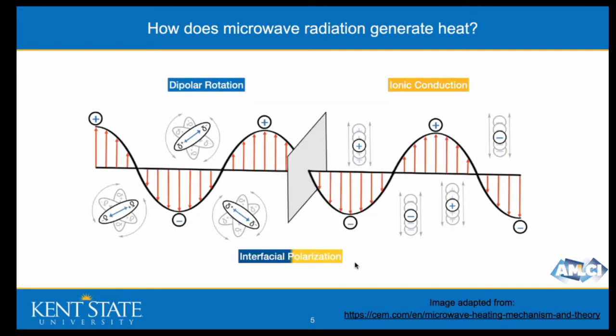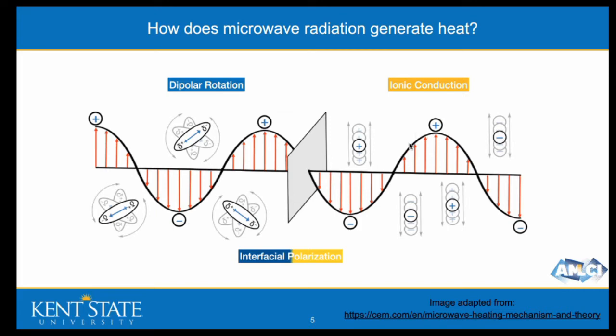So how does microwave radiation generate heat? The electric field component of the microwave radiation is primarily responsible for heat generation, interacting with molecules via three modes of action. You have the dipolar rotation, ionic conduction, and the interfacial polarization. In dipolar rotation, a molecule rotates back and forth constantly, attempting to align its dipole with the ever-changing, ever-oscillating electric field, and the friction between each rotating molecule results in heat generation.